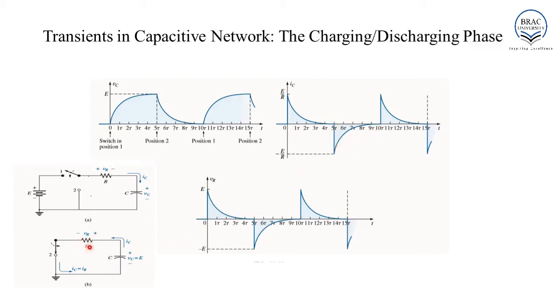The voltage across the resistor has also changed its polarity. Initially this was plus and this was minus. Now during the discharging phase, the polarity has been reversed. This becomes positive and this becomes negative. Similarly, the graph will also change its direction. Initially it was in this direction and now during the discharging phase it will be in this direction.